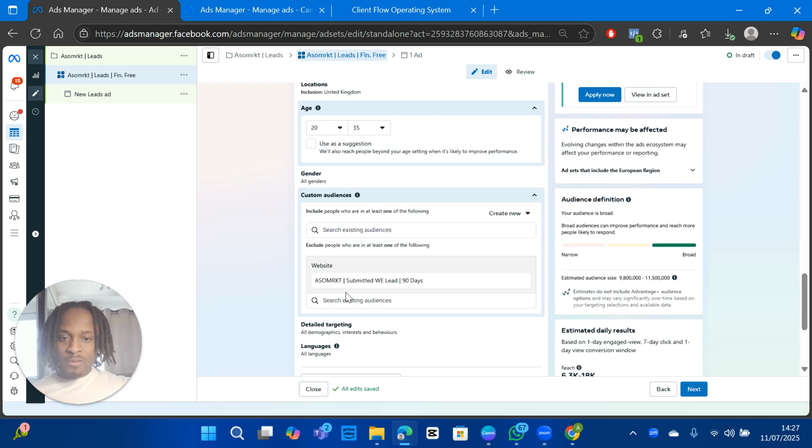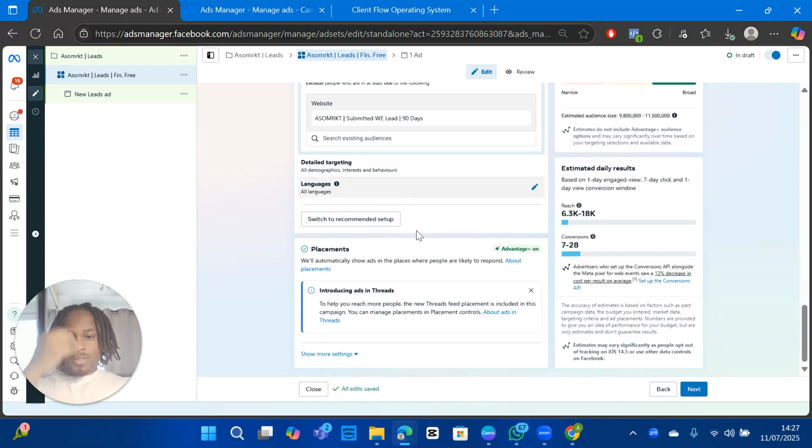So in a month, if that's 50 times 30, that's like 1,500 people. Again, if my maths is off, correct me if I'm wrong. That's 1,500 people it's going to be spending money on that it shouldn't need to. So exclude people who have converted.